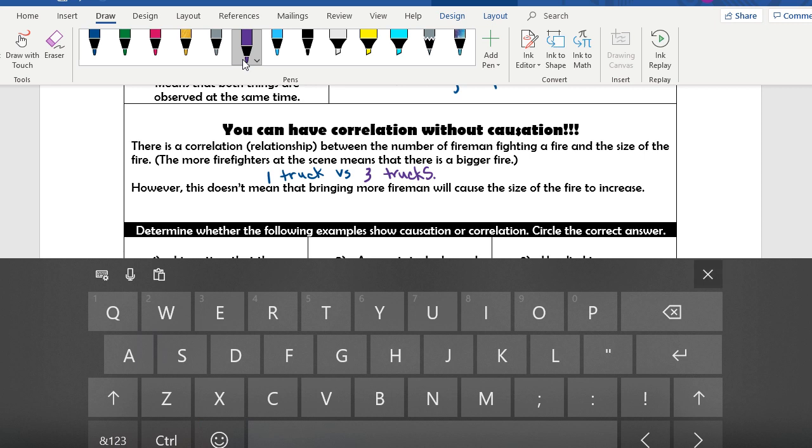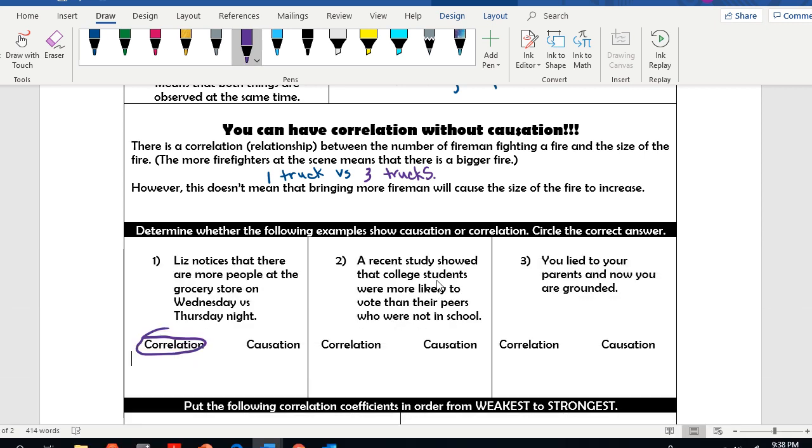I love that. Okay. So a recent study shows that college students are more likely to vote than their peers who are not in school. Well, do you think their peers being in school made them not vote? No, there was no formula that you could formulate and put together and say, well, this is what we have found. Maybe there is a correlation, but definitely not a cause for it.